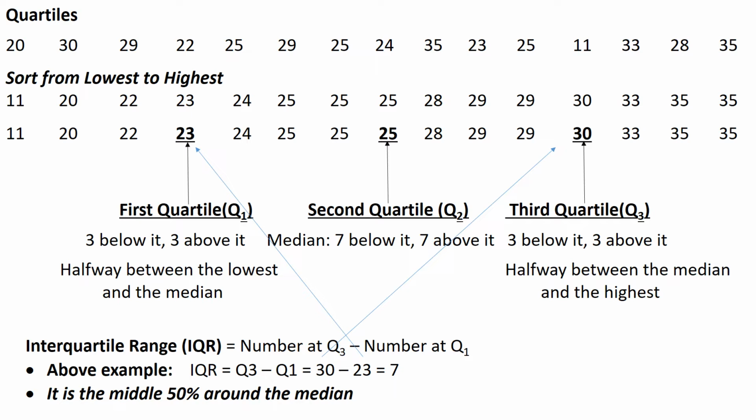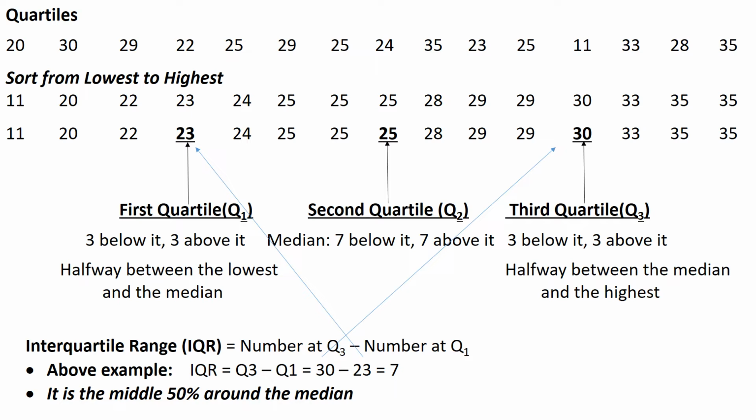For my third quartile, I do the same thing. I find what's between the median and the highest number, in this case between 25 and 35. In this group of data, it's 30. There are 3 below 30 and 3 above 30. That's my third quartile. So now I've divided it into groups of 25%.